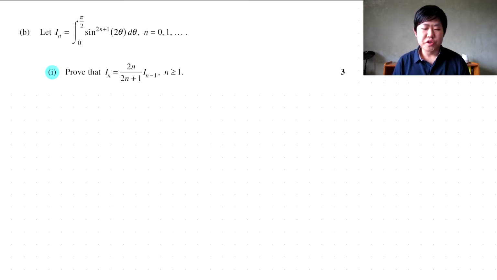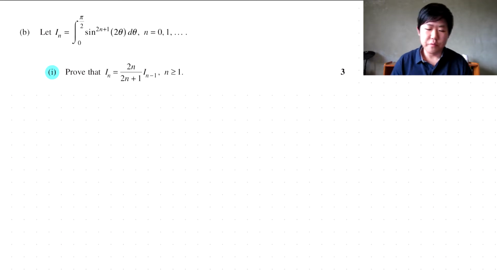Let I_n equal the integral of sin^(2n+1)(2θ) with the bounds of 0 to π/2, where n is 0, 1, 2, ... Part 1 is prove that I_n equals 2n over 2n plus 1 times I_(n-1), where n is equal or greater than 1. So we want to approach this question using integration by parts.